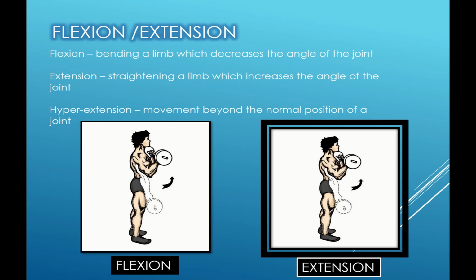Now, hyperextension is where we move beyond the normal position of the joint. So, for example, if we take the neck and bring the chin down towards the chest, then what we get is flexion, because we've decreased the angle. If we bring the chin up to the position we can see in the picture, this would be extension. And hyperextension would be lifting the chin up even further and tilting the head further back, and we would get hyperextension here at the back of the neck. So hyperextension is movement beyond the normal position of the joint.